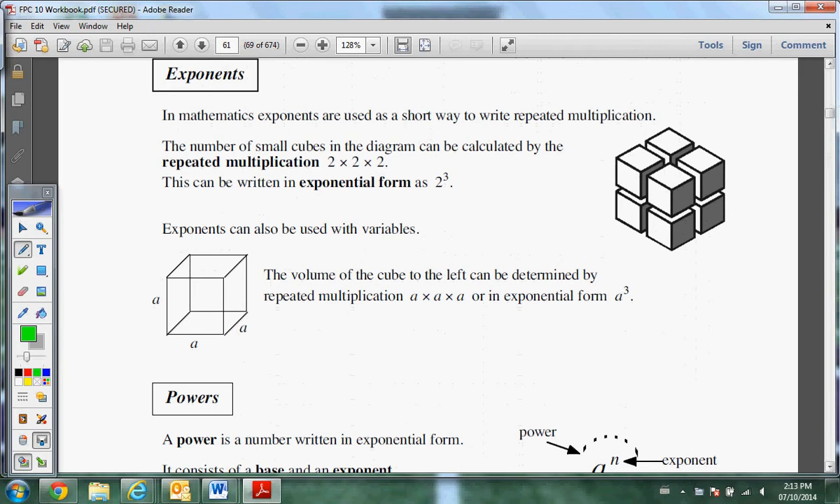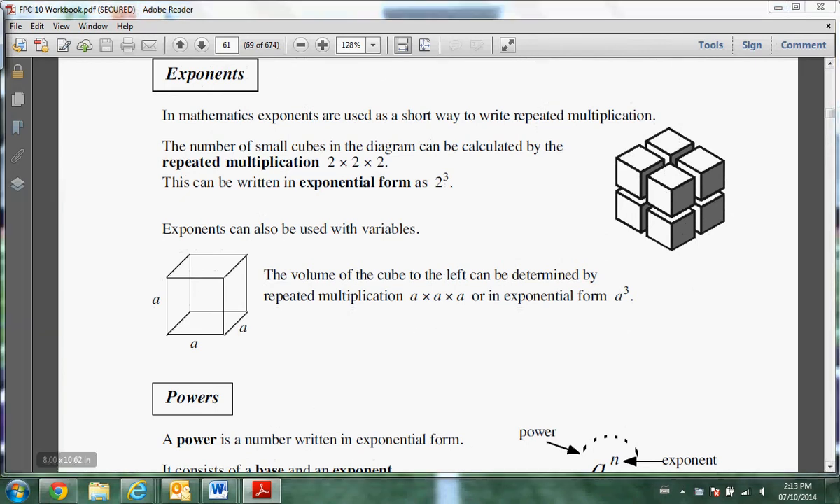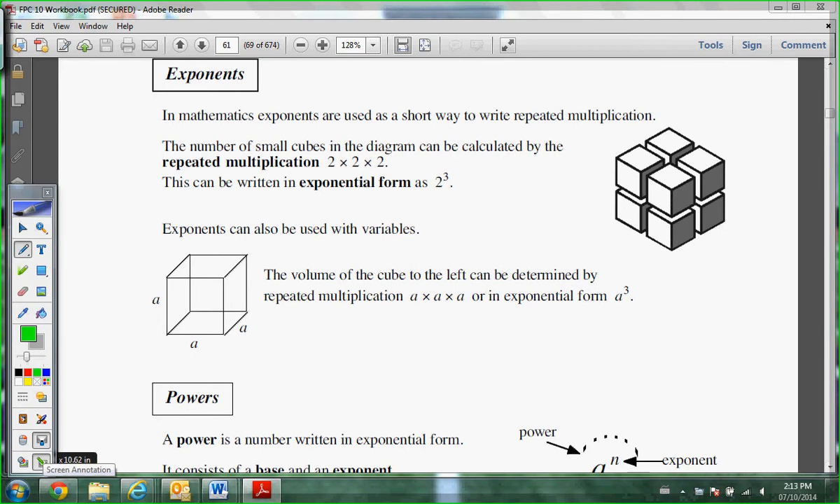Exponents. In mathematics, exponents are used as a short way to write repeated multiplication. The number of small cubes in a diagram can be calculated by repeated multiplication of 2 by 2, because this is a 2 by 2, and then the height is 2. Okay? 2 by 2 by 2. So you can represent it as 2 cubed, which would be 8. There's 8 total cubes in there. That's where the term cube comes from. When you're multiplying something by itself 3 times, you're doing a cubic version of it.